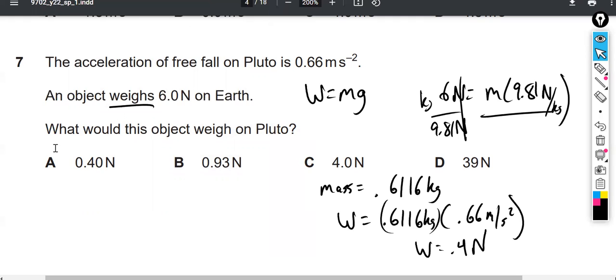So choice A. Take care not to move your decimal place around, because it looks like choice C here is what you'd get if you have something off by an order of 10, maybe you forgot to multiply by 10 or whatever it might be. All right, so choice A for this one. An object that weighs 6 newtons on Earth would only weigh 0.4 newtons on Pluto, because its gravity field is only 0.66 meters per second squared compared to Earth's 9.81.